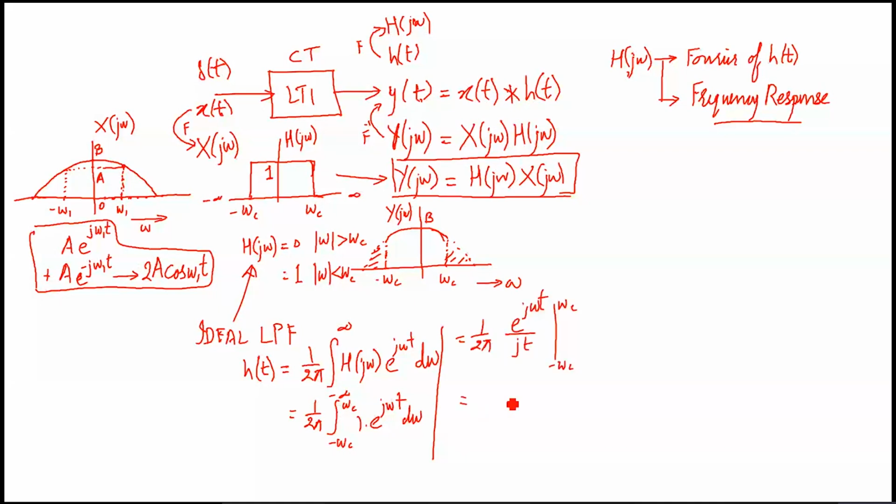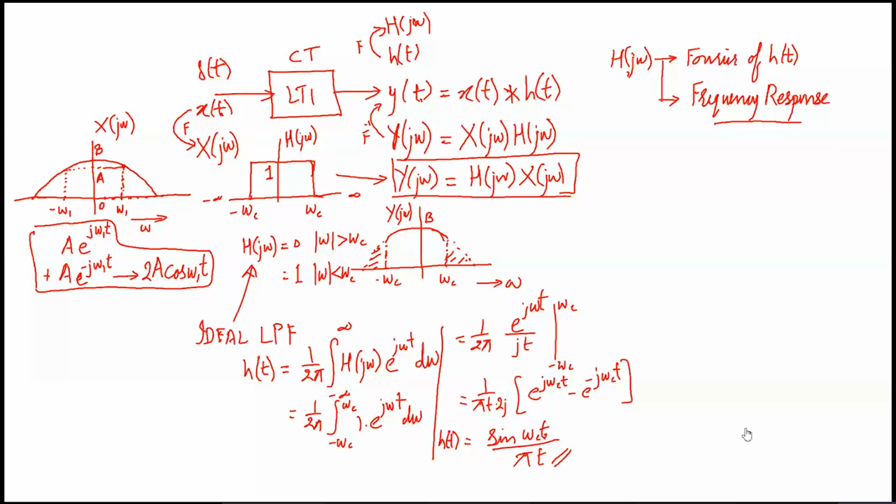Now jt is constant, we can just take it out, so we have 1 over pi t into 2j into e raised to the power of j omega c t minus e raised to the power of minus j omega c t. And this 2j, if you take it inside, it becomes sine. So we end up getting simply sine of omega c t over pi t. What we end up getting is basically a sinc. This is a sinc: sine of some constant times theta divided by some constant times theta. So it will be basically a sinc. So this is your h of t.